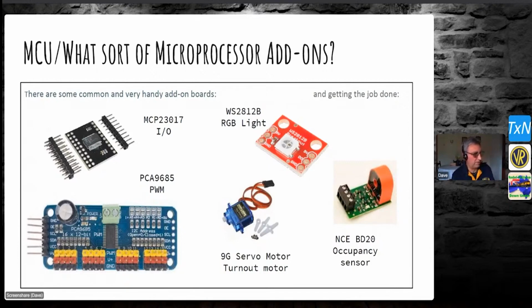Down the bottom there is a PCA9685. They're used for PWM, commonly used for servo motors. I think the maximum of those is about 64, so you could actually use 1,000 servo motors if you really wanted to get carried away.